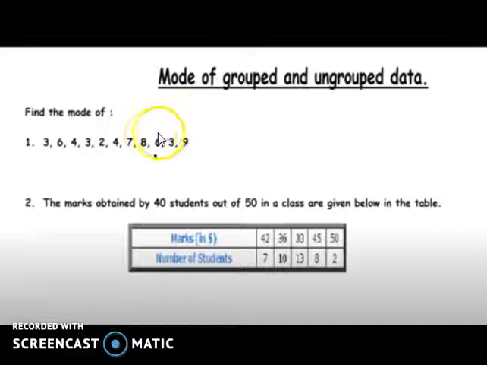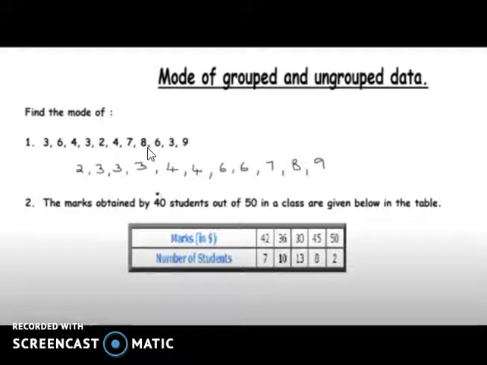First, the data given has to be arranged in its individual series, in ascending order. So the data have been arranged in ascending order. How will you find the mode? The number which is repeating the most number of times is known as the mode. So here 3 is repeating the most number of times, so mode is equal to 3 is the answer.